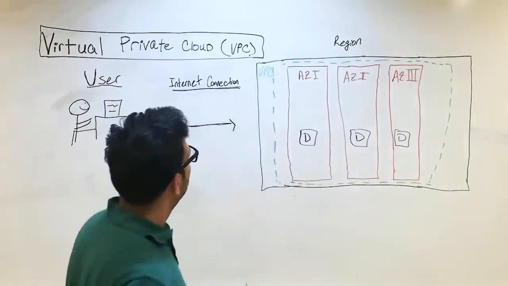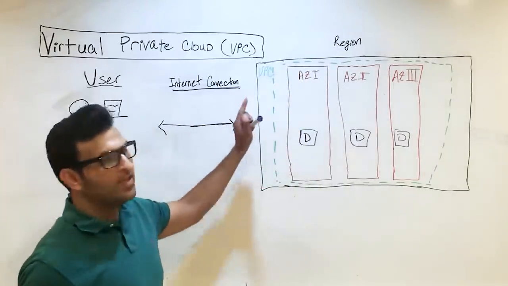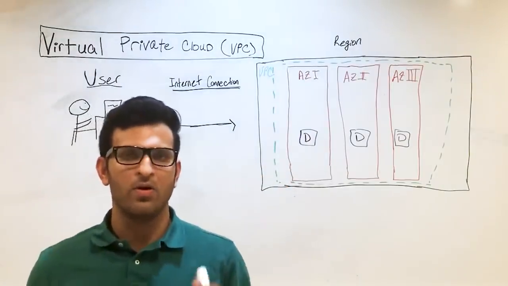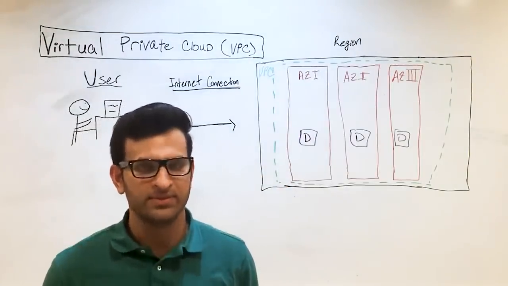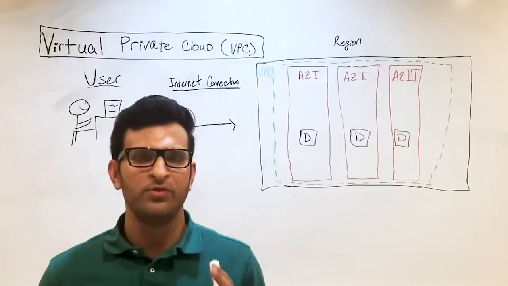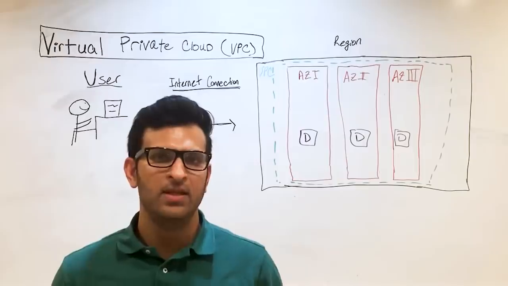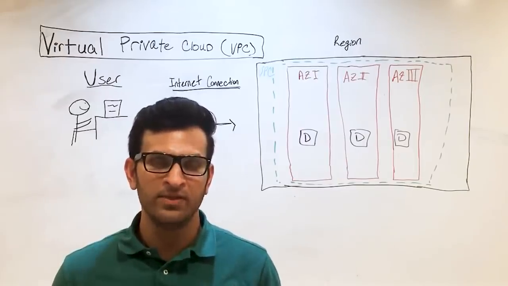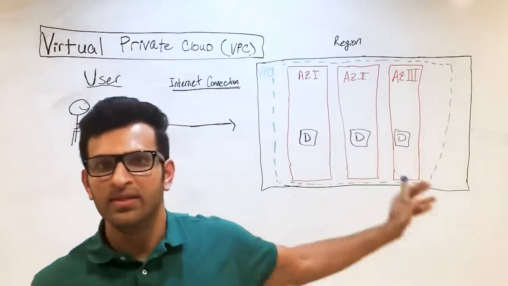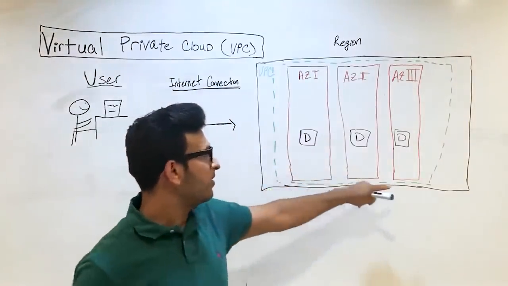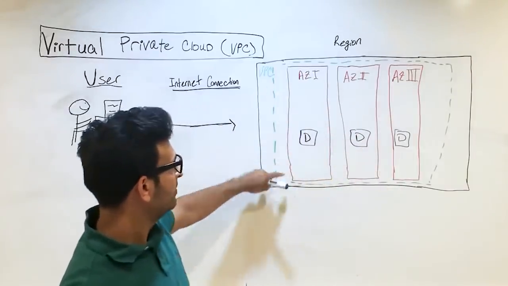All right, so your VPC that you create spans all of the availability zones, okay? That means that it covers all of them. So if you have 2 availability zones and your VPC is there, then that means your VPC covers 2 availability zones. In this case, we have 3. So the VPC spans all 3, okay?